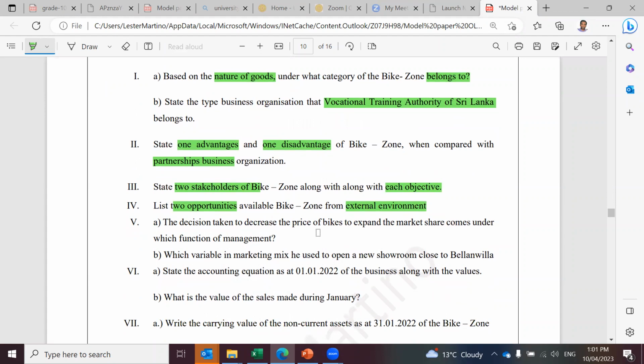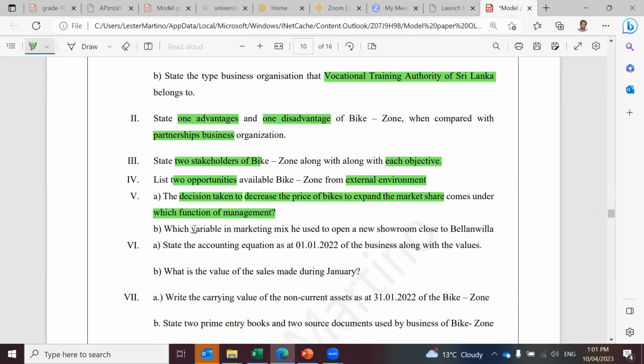The decision taken to decrease the price of bikes to expand the market share will come under what function of management? The management functions are planning, organizing, leading, and controlling. There are four of them. So it's a matter of decision. You decide. The answer is planning. You don't need to read the case study.